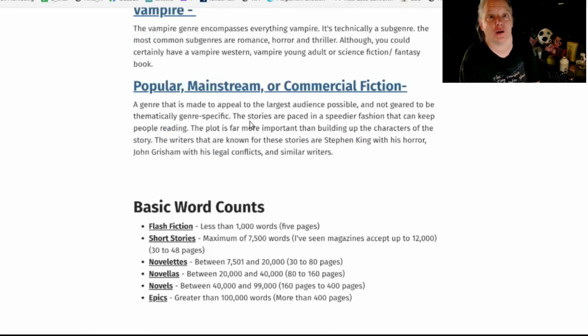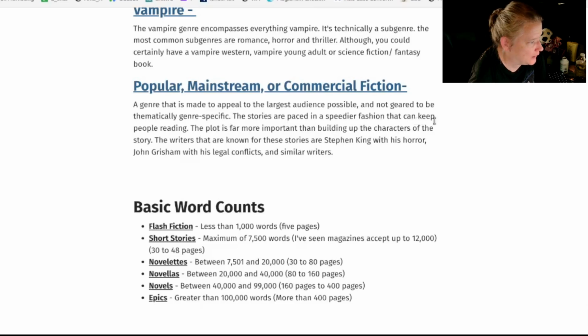Popular, mainstream, or commercial fiction. A genre that is made to appeal to the largest audience possible, not geared to be thematically genre specific. These stories are paced in a speedier fashion that can keep people reading. The plot is far more important than building the characters.